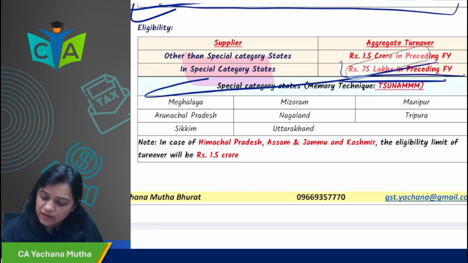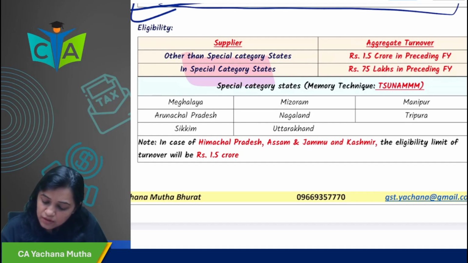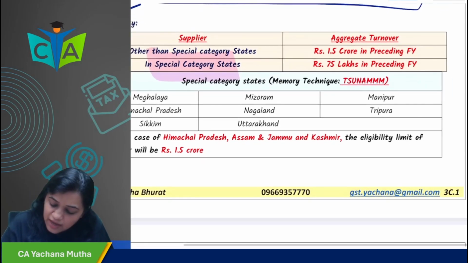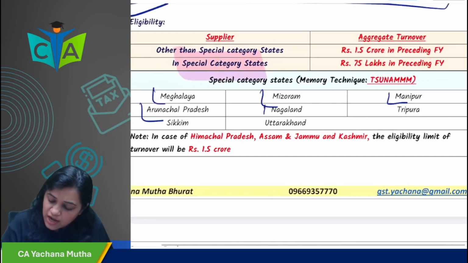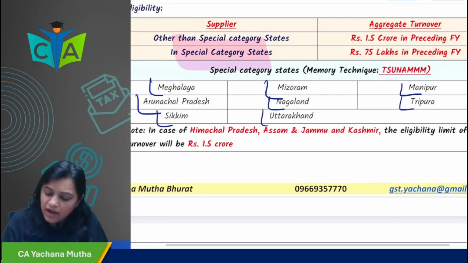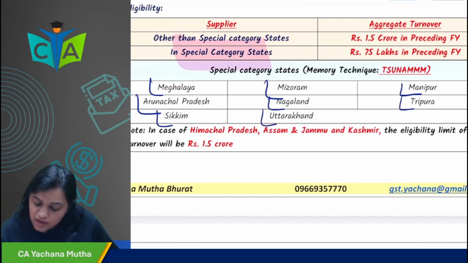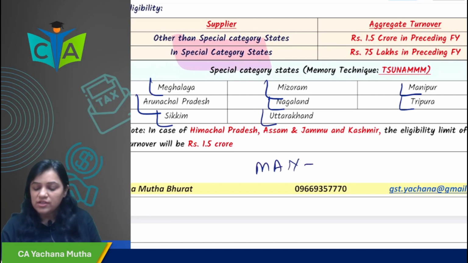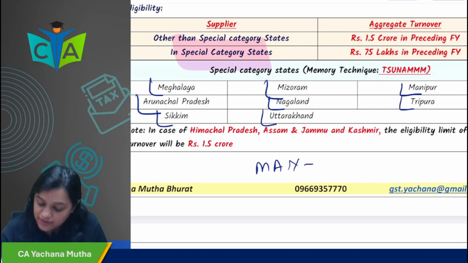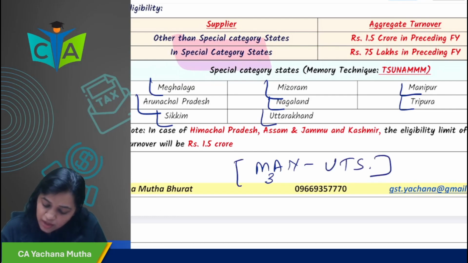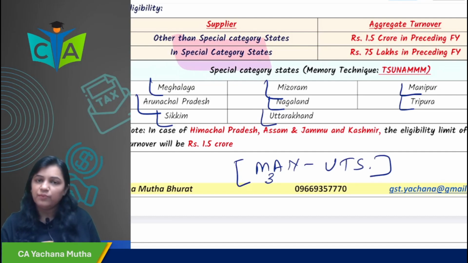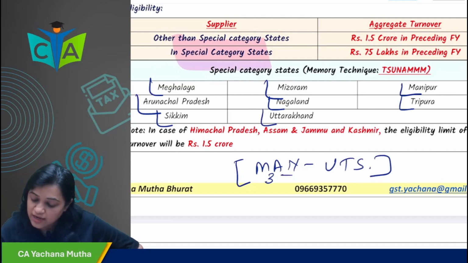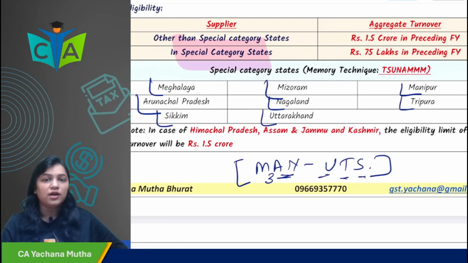Now, what are the special category states? Meghalaya, Mizoram, Manipur, Arunachal Pradesh, Nagaland, Tripura, Sikkim and Uttarakhand. In these states, the limit is up to 75 lakhs. So what is the memory technique for this? Man-UTS. 3M: Meghalaya, Mizoram, Manipur, then Arunachal Pradesh, Nagaland, then Uttarakhand, Tripura and Sikkim.